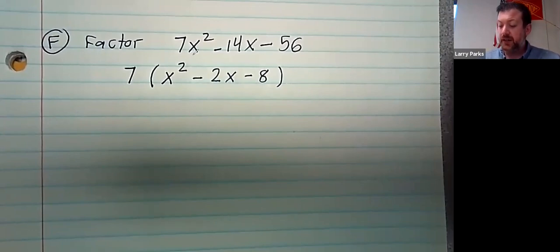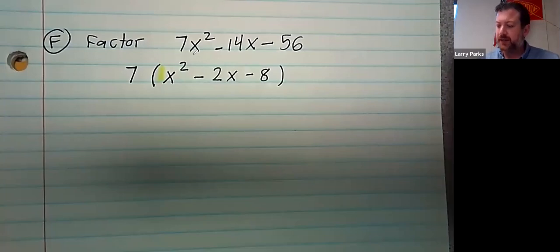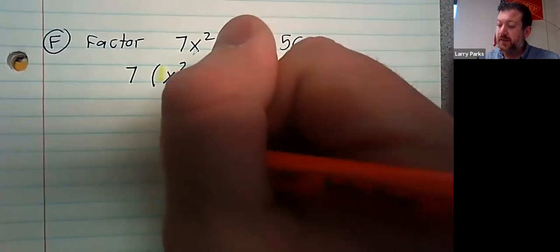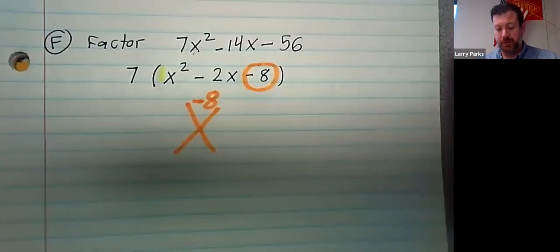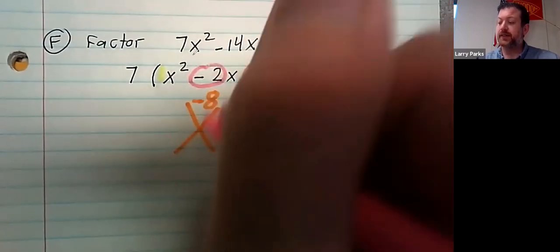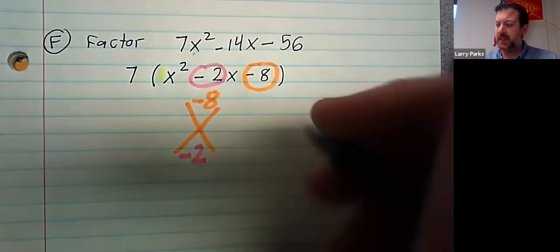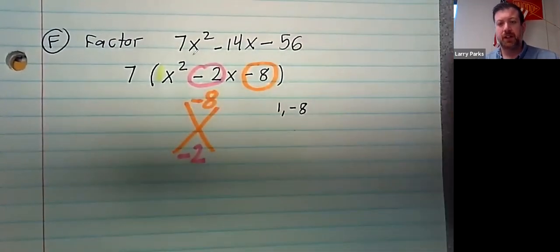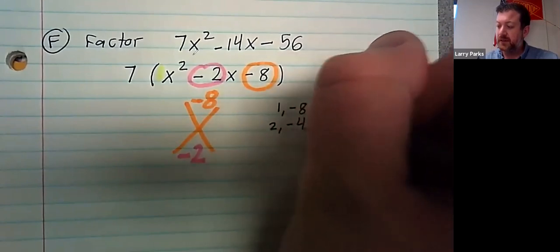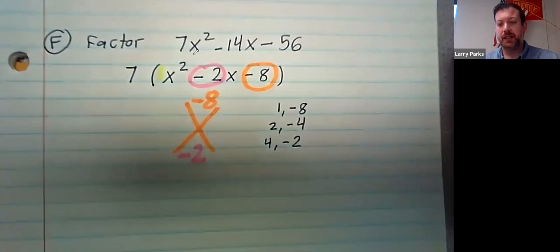So now, notice that I have a 1 here, and it's a quadratic, and there's 3 terms. So now I could do the factor x. So now I need to find 2 numbers that multiply to -8, but add to -2. So multiplying to -8, 1 times -8, 2 times -4, 3 doesn't, 4, 4 times -2, and also 8 times -1.